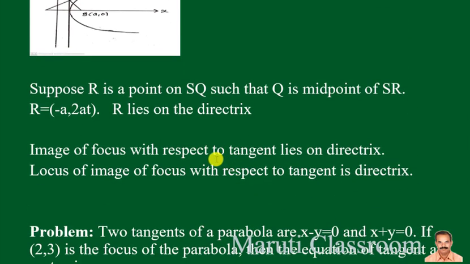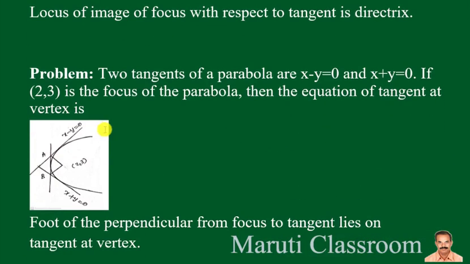Now, the image of the focus with respect to the tangent lies on the directrix. Not only this one; the image of the focus with respect to any tangent lies on the directrix. So all the images lie on the directrix. That's why the locus of the image of the focus with respect to tangents is the directrix. Now let us see one problem.